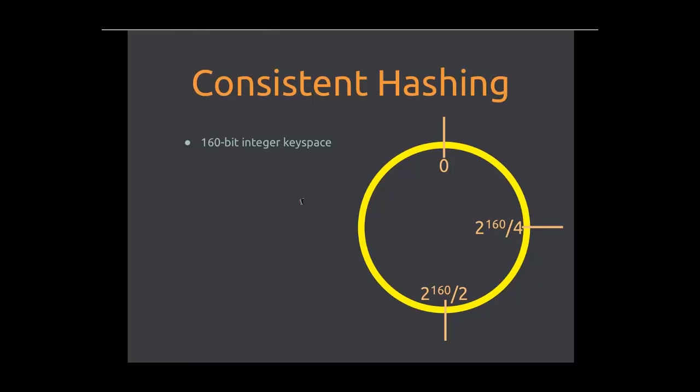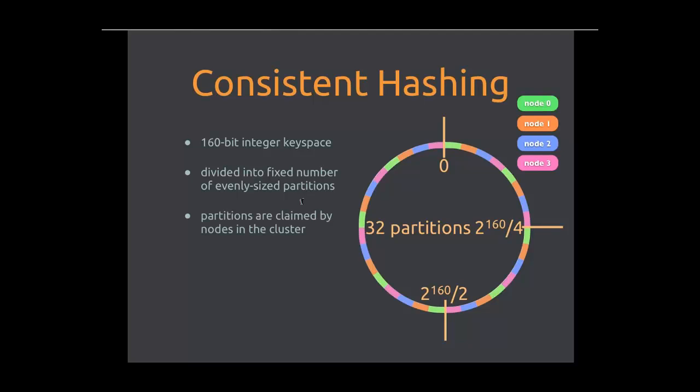So how we handle this is using consistent hashing. If you start with a 160-bit key space, which is here shown as a ring, this ring is then divided into 32 evenly sized partitions. So let's say we now have 4 nodes in our cluster, which means that each of these nodes is going to be responsible for 8 partitions.